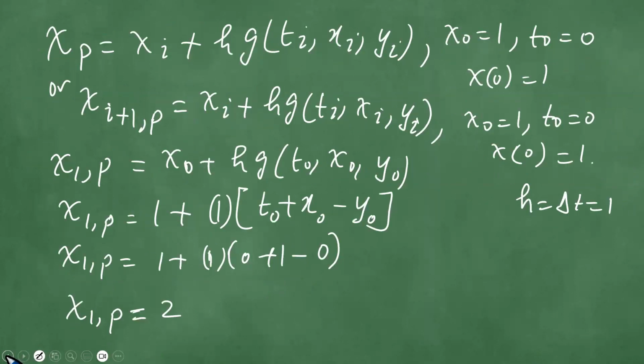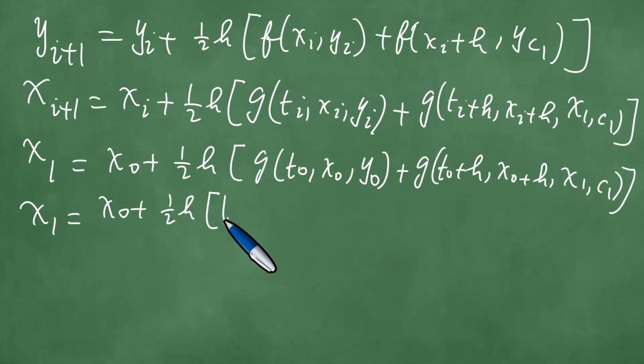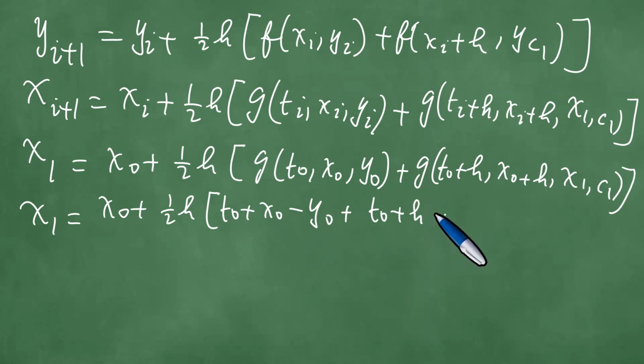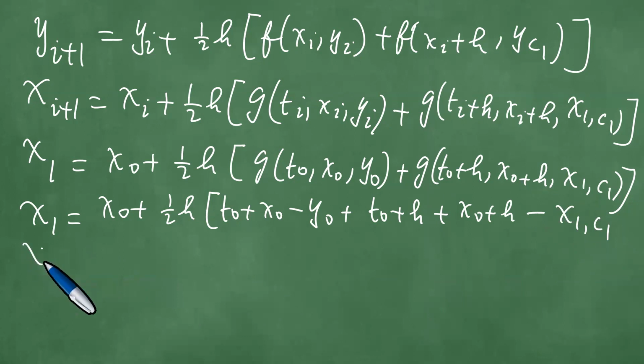What is g? Okay, g is t0 plus x0 minus y0. So this is going to be t0 plus x0 minus y0. Okay, so we come here. This is t0 plus h plus x0 plus h. We're adding this one with this one, like t plus x, and then minus y. So it's going to be minus x1 comma c1.